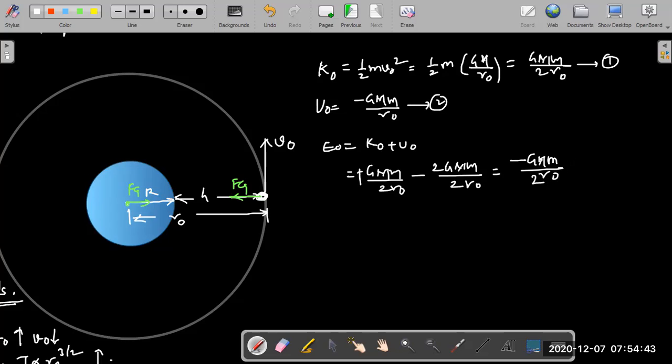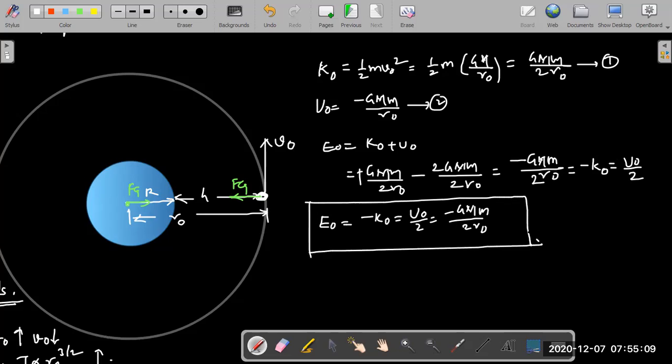So the energy, you can say that this is minus k naught, or you can also say that that is u naught by 2. Is that okay? So total energy of a satellite in an orbit, that is how much? That is minus k naught, that is equal to u naught by 2. Or else you can say minus g capital M small m by 2 r naught. That means energy of a satellite in an orbit is what? Negative. Energy of a satellite in an orbit is negative.